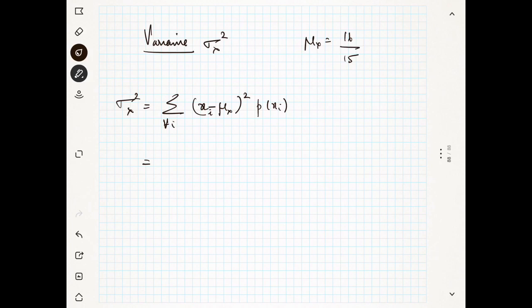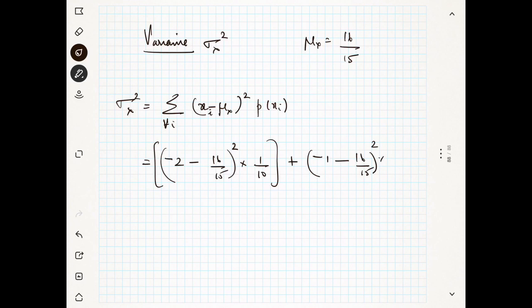So we can basically use this idea. What is xi? First xi was minus 2, minus 16 by 15, squared, and you have to multiply it with the probability. Probability was 1 over 10. So this is the first. Plus, minus 1 was the next random variable. You have to subtract 16 by 15, take the square and multiply with its probability, 1 by 15.